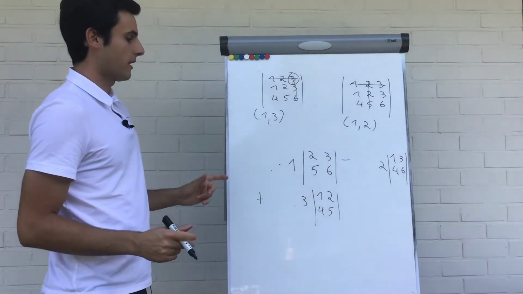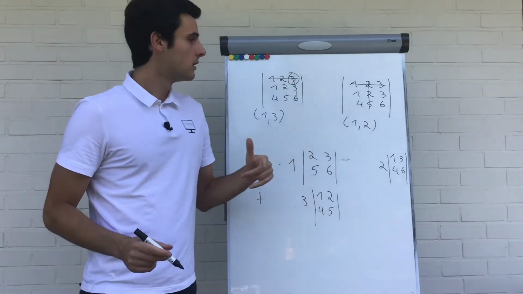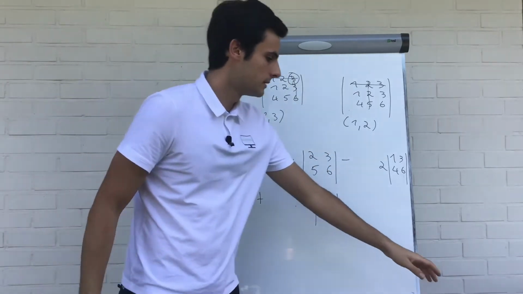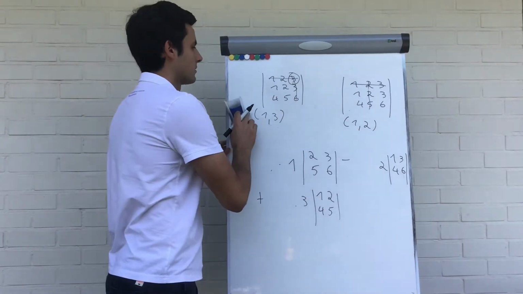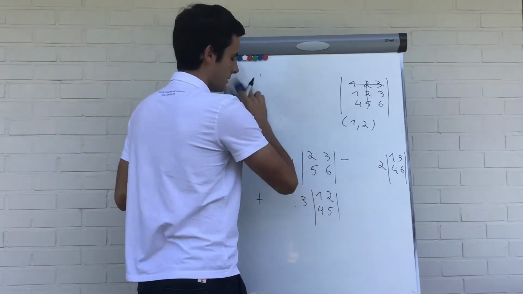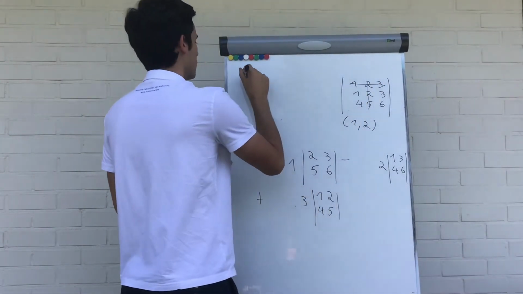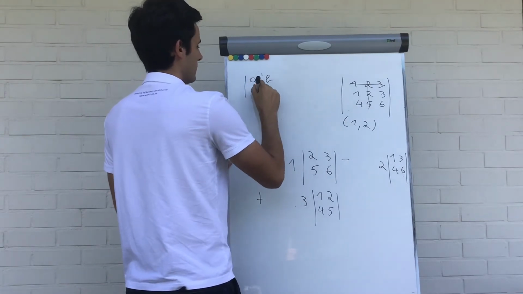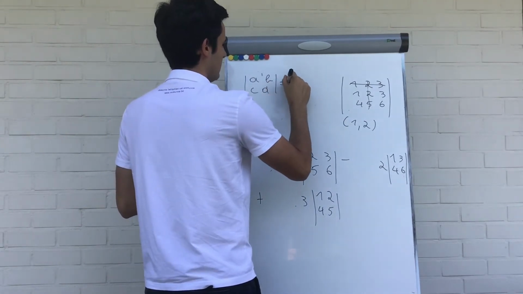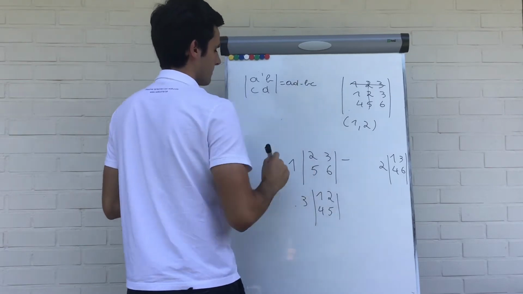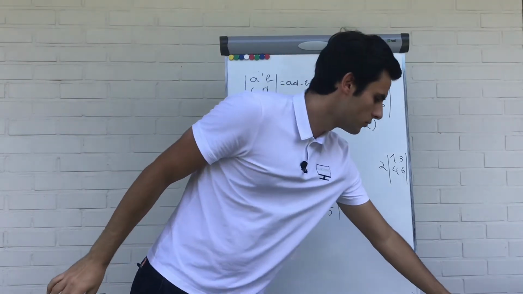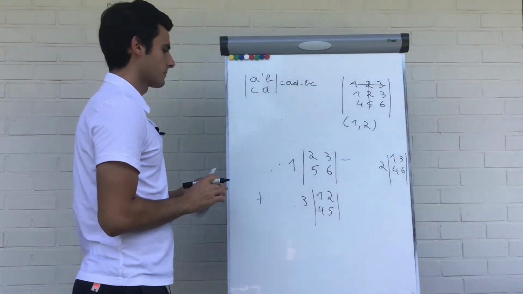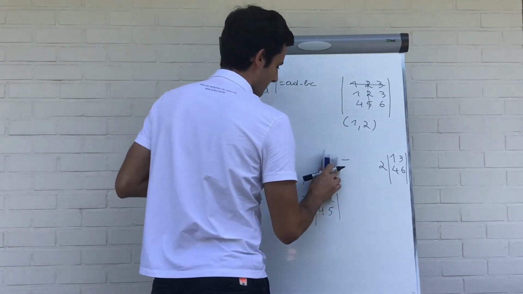Determinant of 2, 3, 5, 6 is a 2x2. So a 2x2, remember, determinant of a 2x2. So the determinant of a 2x2 is AD minus BC. So we get 2 multiplied with 6 is 12, minus 15 is minus 3.